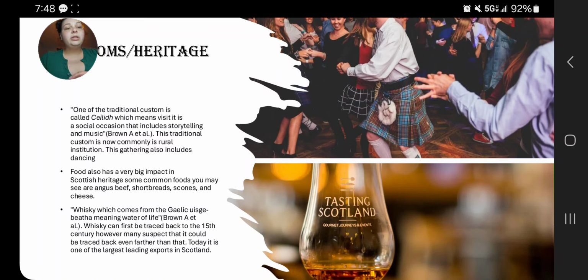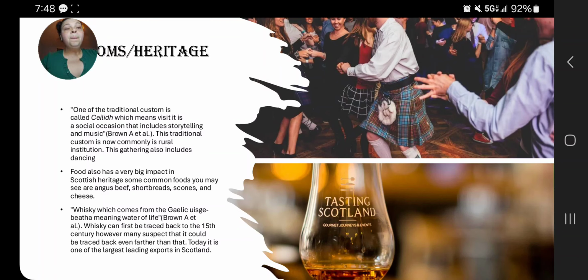And I thought this was really interesting because I know Scotland is very whiskey oriented, or very known for their whiskey. Whiskey comes from the Gaelic usage Beth, meaning water of life. Again, I'm sorry for the pronunciation, but whiskey can first be traced back to the 15th century. However, many suspect that it could be traced back even further than that.